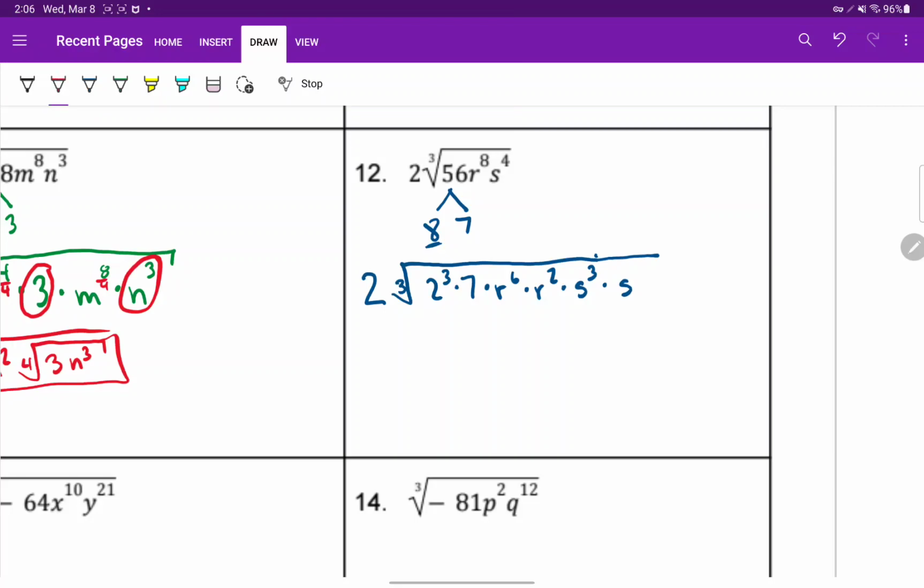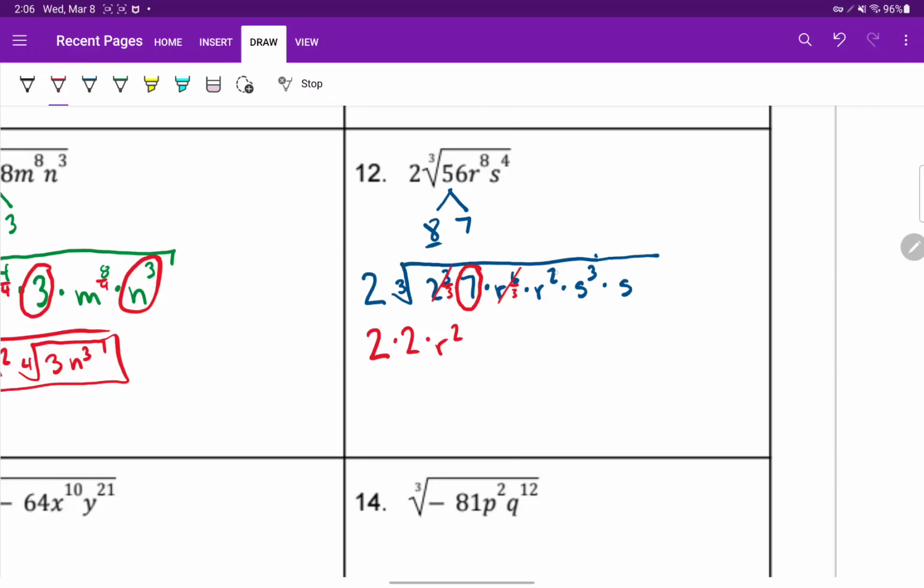All right, so now I'm going to divide by 3. First I have this 2 on the outside. I'm going to divide this by my index of 3. So 3 divided by 3 is 1. So that 2 comes on the outside as 2 to the 1st power. This has a power of 1. It can't be divided by 3. This 6, when I divide it by 3, 6 divided by 3 is 2. So that becomes r squared. And I'm going to cross these out so I don't reuse them by accident.